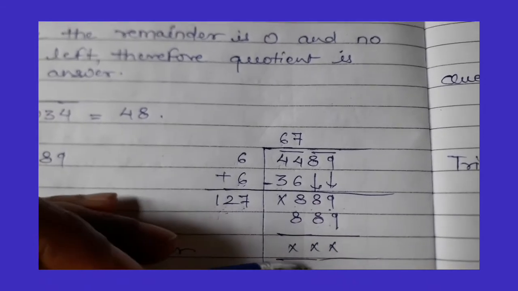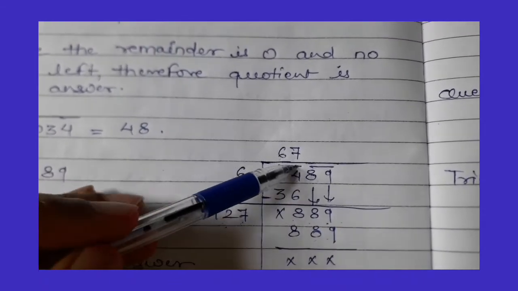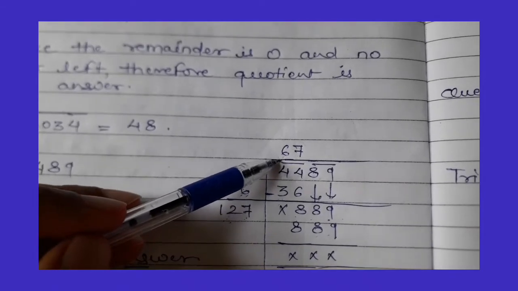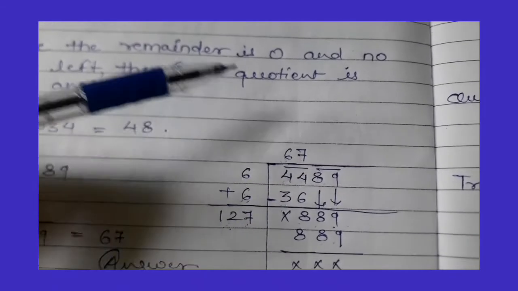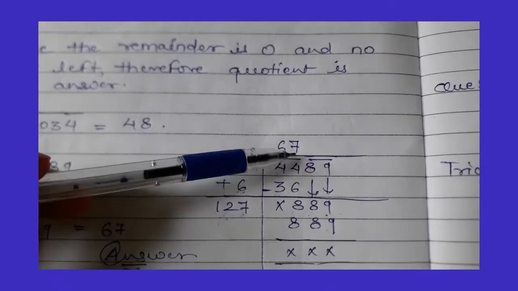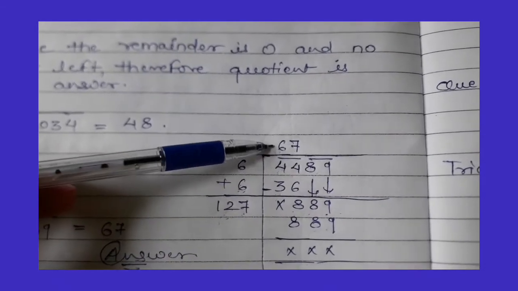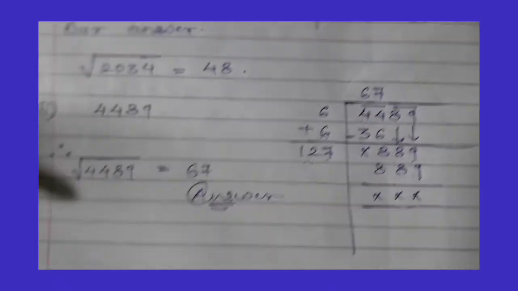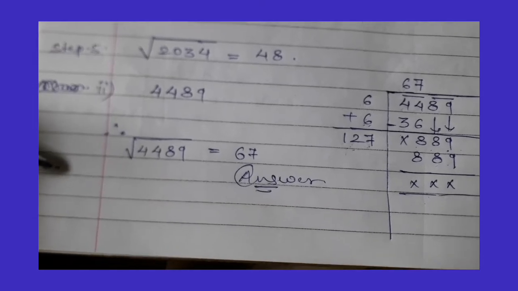So since remainder is 0, whatever quotient we got here, this is the square root. Okay, so square root of 4489 is what? 67. Okay, so students, like this you have to do.